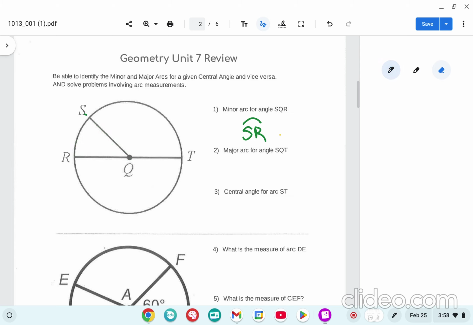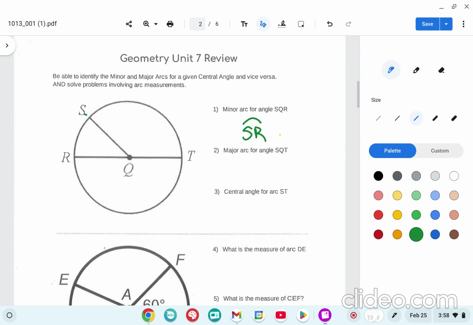In the next one, we're looking for a major arc this time, and we're looking at a major arc for angle SQT. So here's where SQT is located. The major arc is not the one that goes between S and T directly. It is going to go from S to T, but it's going to go around the circle the long way. It's going to go this way, not the short way. All the way from S to T, around the long way, and any point it touches along the way can be used to create its name. We are going to name this SRT.